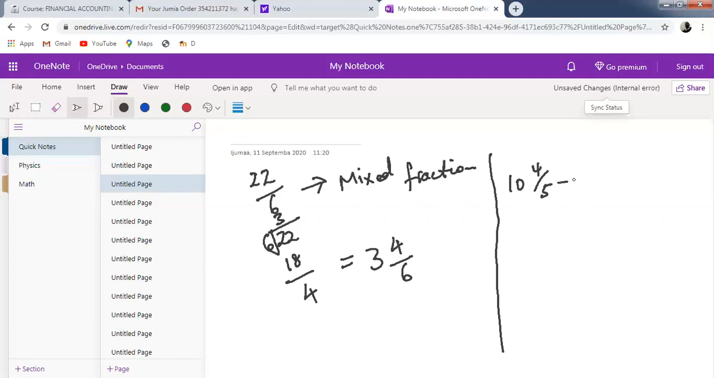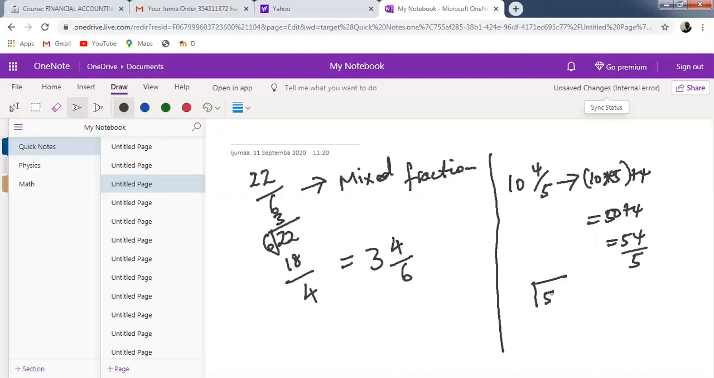If you convert this one into improper, it's going to be 10 times 5, plus 4, so that we can have 50 plus 4, which is actually 54 over 5. This is now the improper fraction.